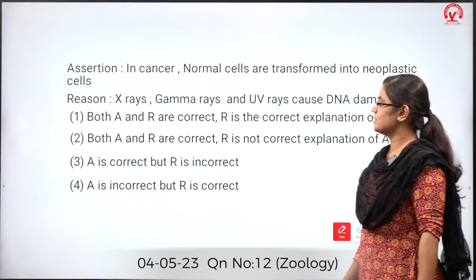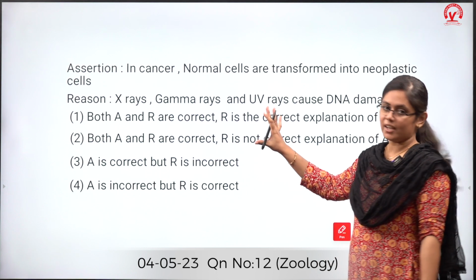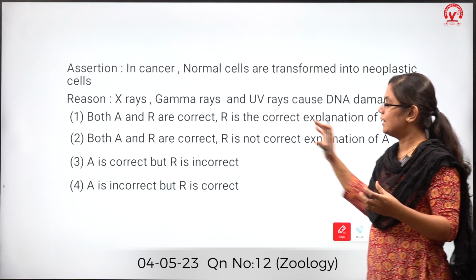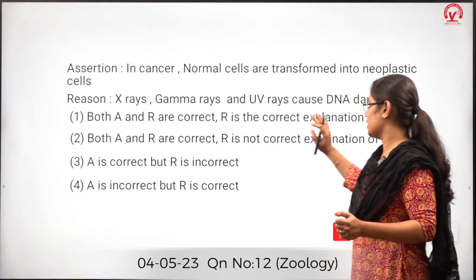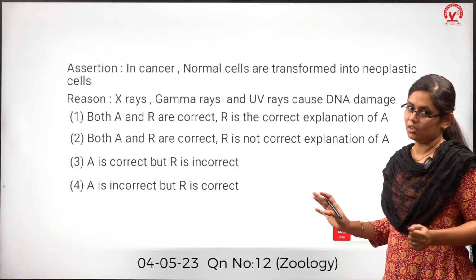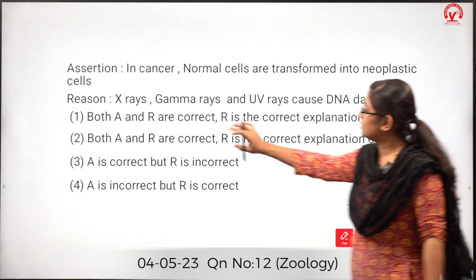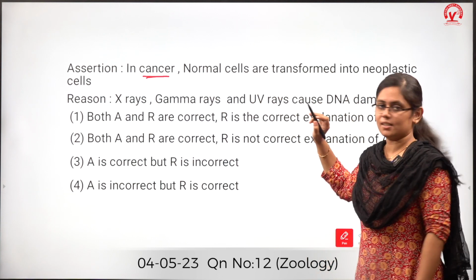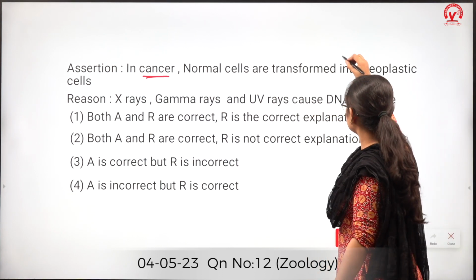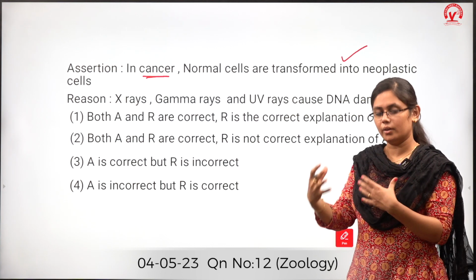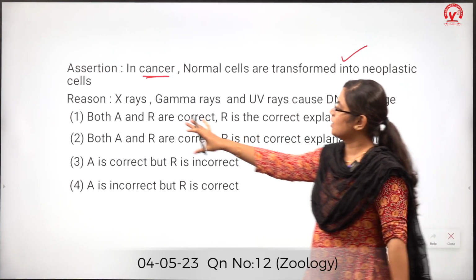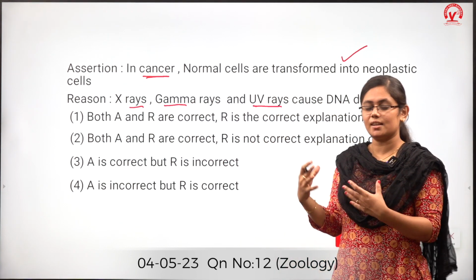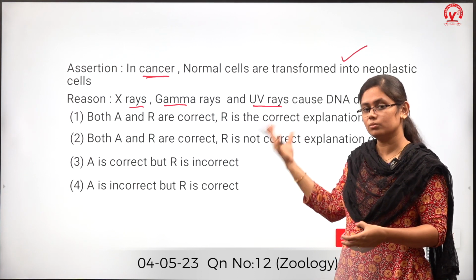This is an assertion reason question. Assertion: in cancer, normal cells are transformed into neoplastic cells. Reason: X-rays, gamma rays and UV rays cause DNA damage. So again I will read the question. In cancer, normal cells are transformed into neoplastic cells. Yes, this is true. X-rays, gamma rays and UV rays cause DNA damage which leads to cancer.